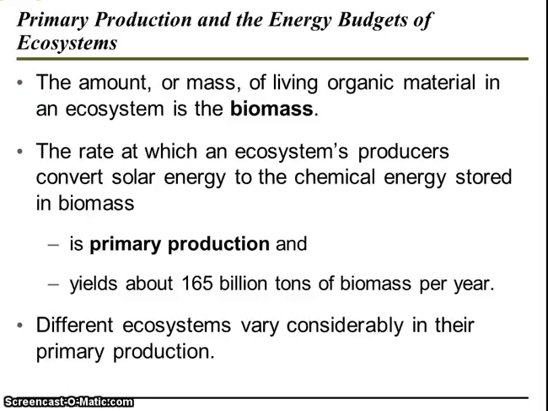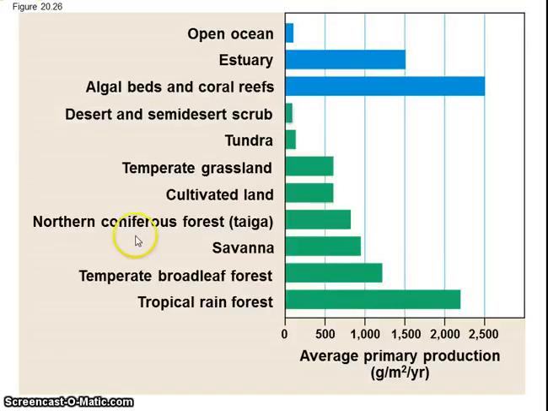So the amount of organic material in an ecosystem is the biomass. And the rate at which we convert the solar energy into the chemical energy as biomass is our primary production. So different ecosystems have different primary production levels, and it's not what you would necessarily guess to be the highest. The most productive, on average, are rainforests and coral reefs, where we're making the most biomass from that sun energy.